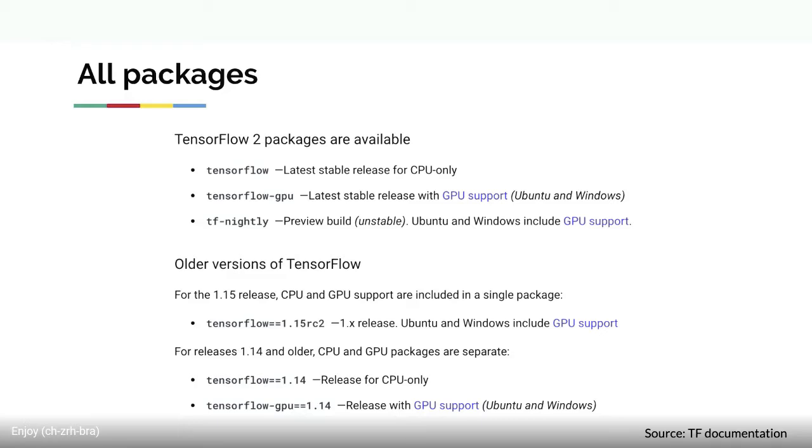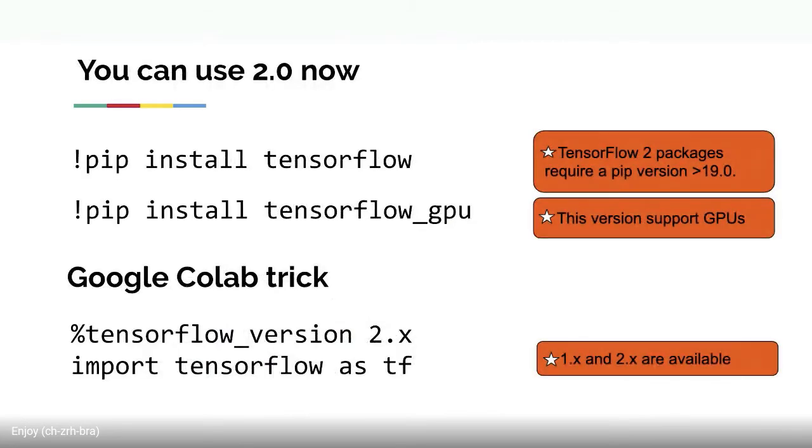You can install the GPU version and so on. You can install different versions like any package. There is a small Google Colab trick: because Google Colab has both versions installed, the 1.x, which is I think 1.15, and the 2.1 are already installed. So you don't need to do anything.